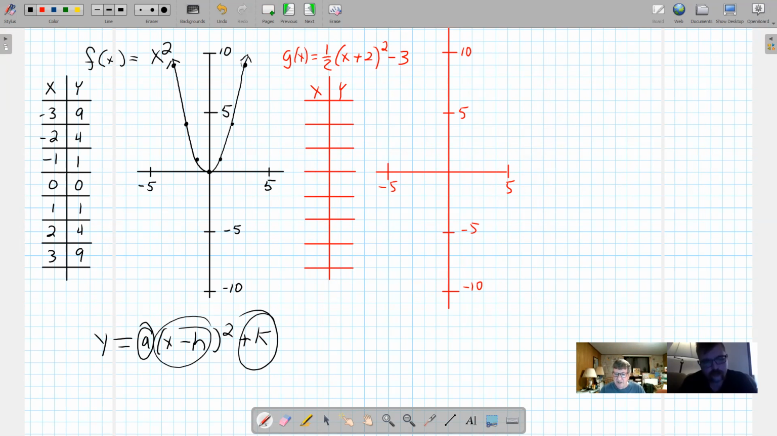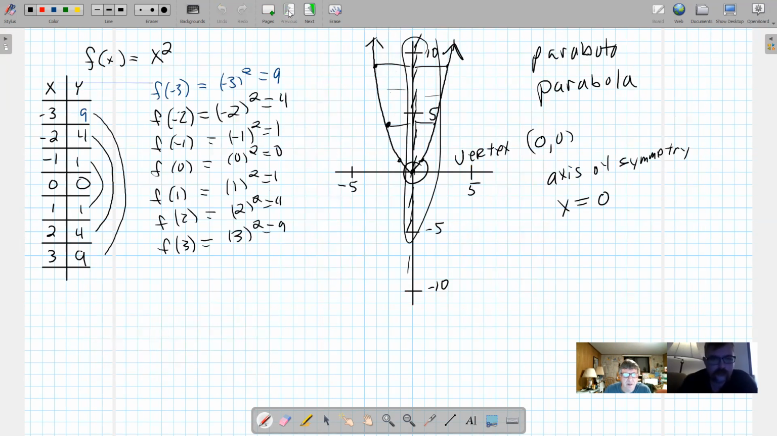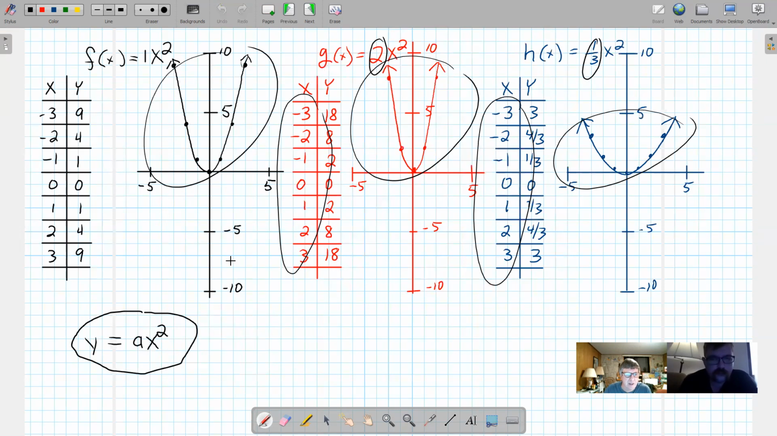Inside, H affected the movement this way and this way. If we had X -3, it moved it in a +3 direction. X +4 moved it 4 units in a negative direction, okay? So what's inside, it does the inverse, and what's outside, it does the obvious. So what I want to do is go back again to all of these things and talk about the vertex, okay?